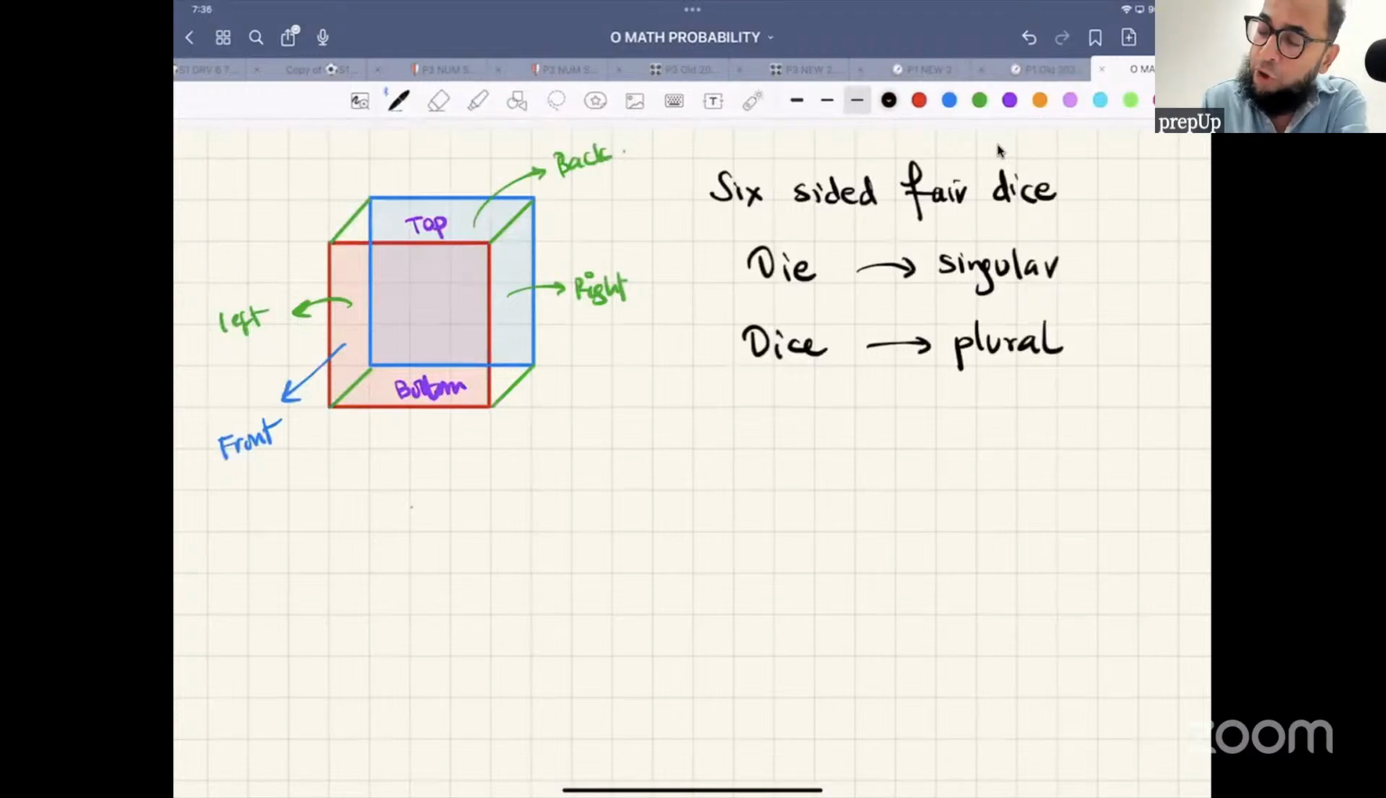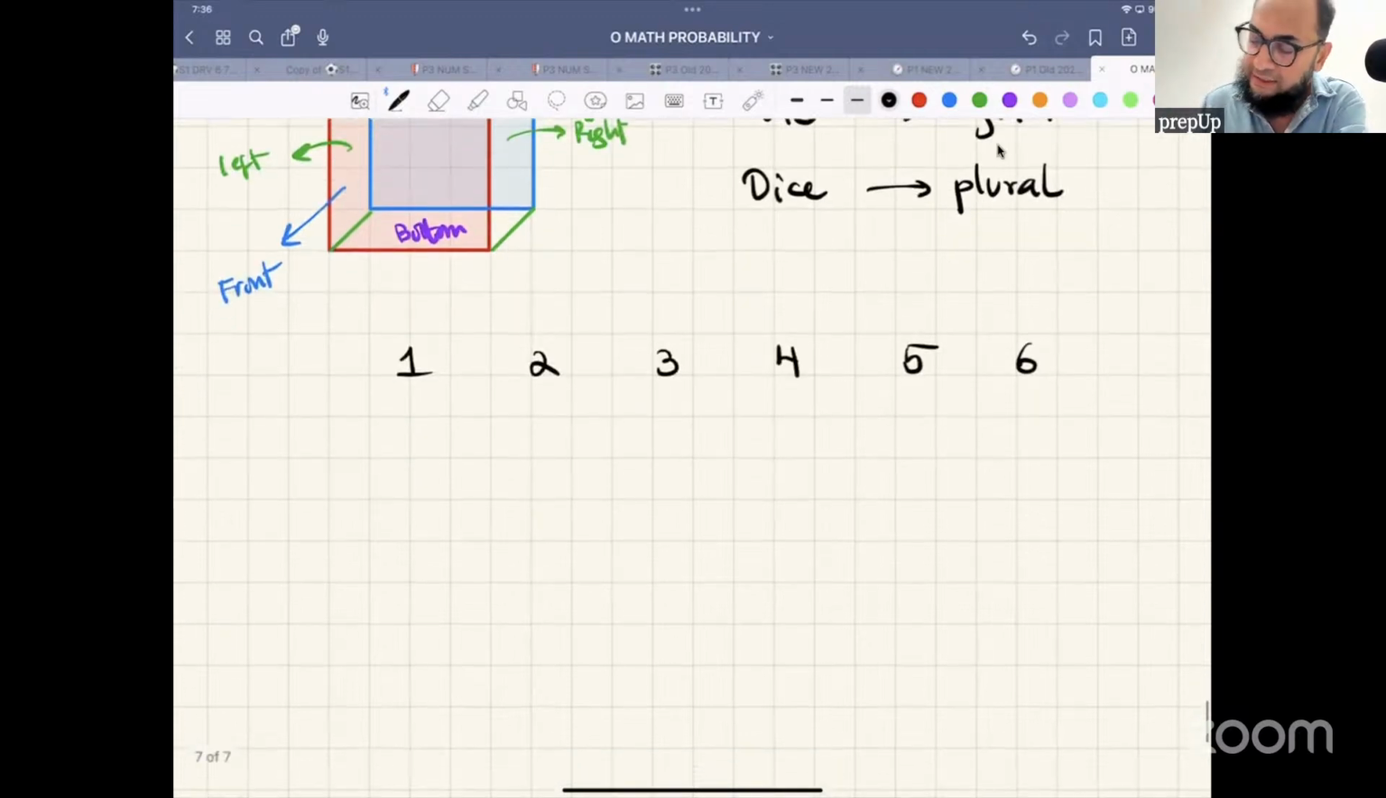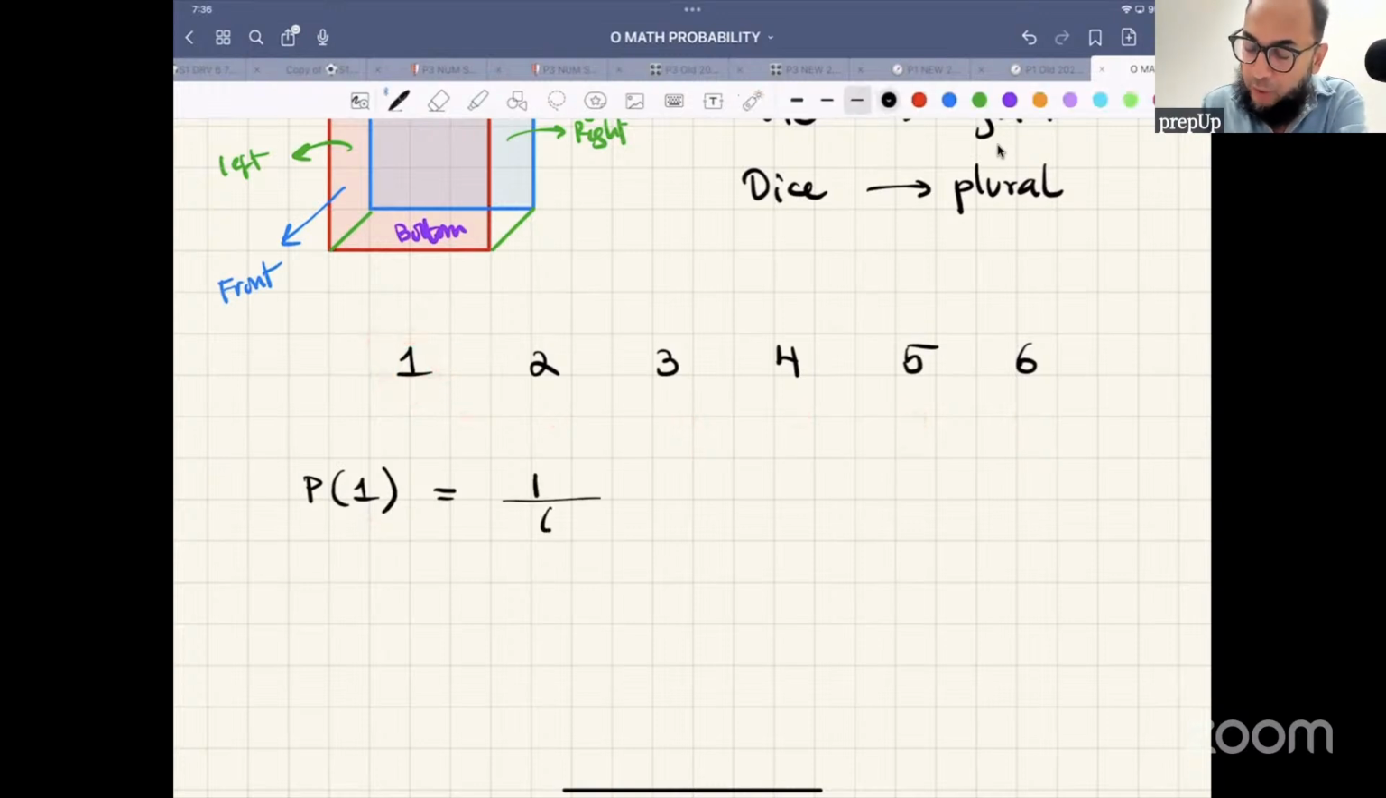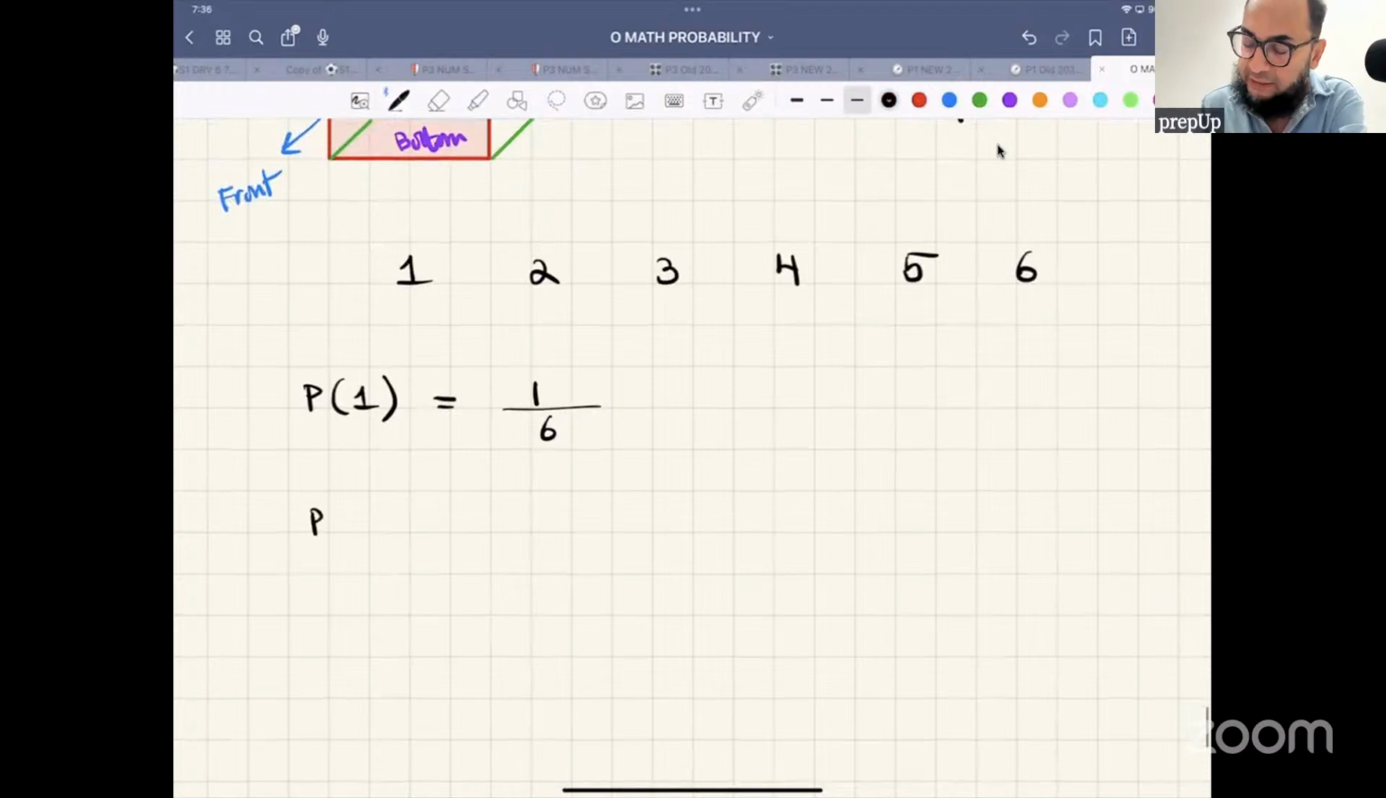Usually the numbers are, unless otherwise stated, 1, 2, 3, 4, 5 and 6. So these are the 6 numbers given. Probability of getting a 1. This is one number out of 6 possibilities. It's not just this is 1, it is one of them. So this is 1 out of 6. Same as the probability of 2, that is 1 out of 6.